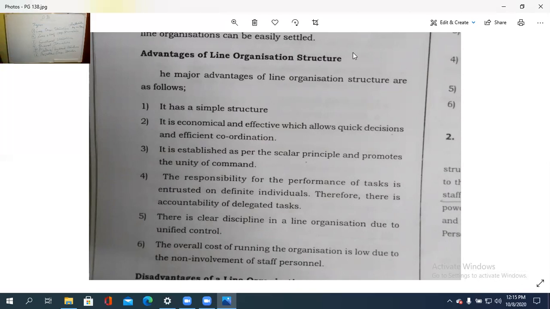Authority is to be delegated from the first level to the next level. That is the case with the line organization structure. There should also be efficient coordination among the employees. Then it is established as per the scalar principle and promotes the unity of command also. Scalar principle means command is to be flowed from the top to the bottom.